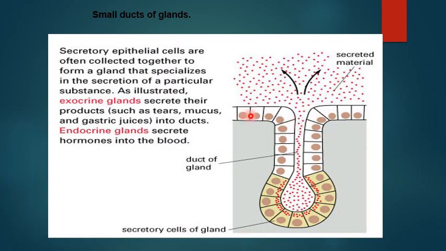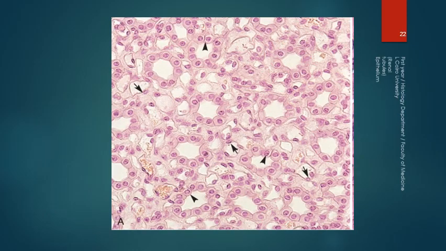Here is the glandular epithelium lined with simple cubical epithelium. The part that produces the secretion is called the acini and the part that releases the content is called the duct. Again, these are the simple cubical epithelium. The arrowhead points to simple cubical epithelium, while the arrow points to simple squamous epithelium.